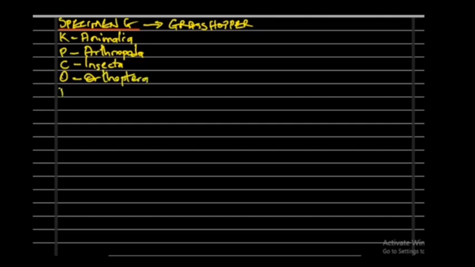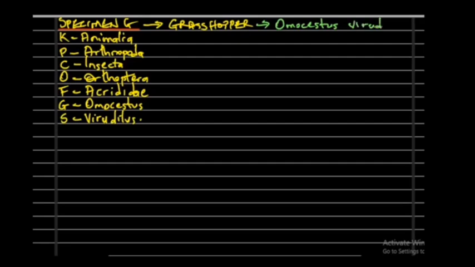Orthoptera, the family there, we have it to be the Acrididae. The genus, we have it to be Homocestus, and the species is the viridulus. So scientifically, it will be written as Homocestus viridulus. That is how the scientific name will be written. Alright, moving further.